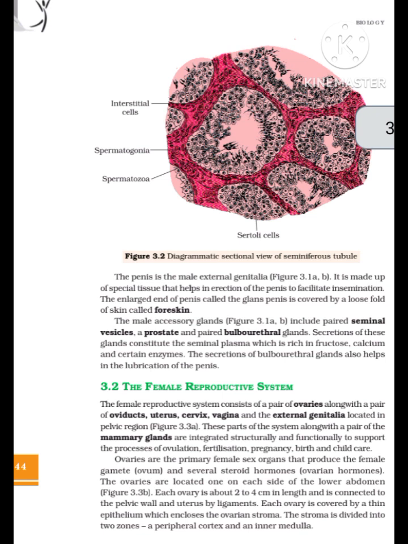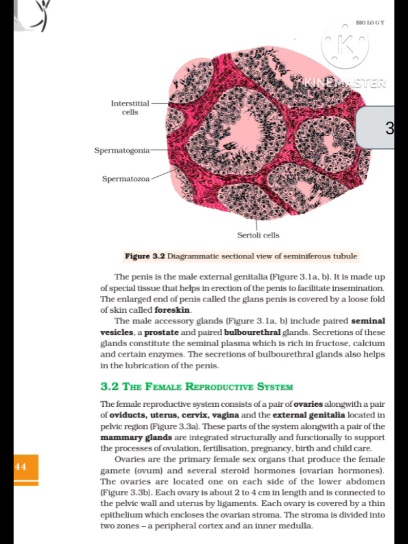The male accessory glands, figure 3.1a, b, include paired seminal vesicles, a prostate, and paired bulbourethral glands. Secretions of these glands constitute the seminal plasma, which is rich in fructose, calcium, and certain enzymes. The secretions of bulbourethral glands also help in the lubrication of the penis.